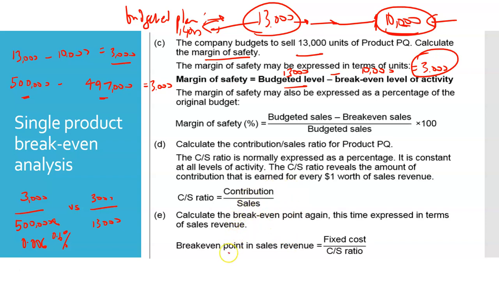So the language is different. What I'm saying here is that units will have to fall by 23% before we get to break even, because 3,000 as a percentage of the 13,000, this is where I'm starting from. This is my reference point. Here I'm saying units will have to fall by 0.6%. So you can see this is a much riskier situation than this one.